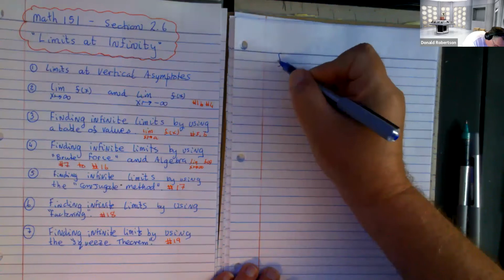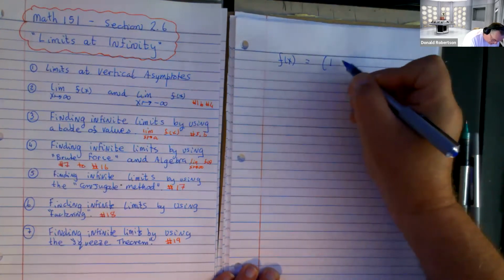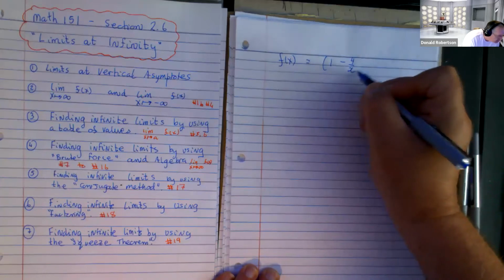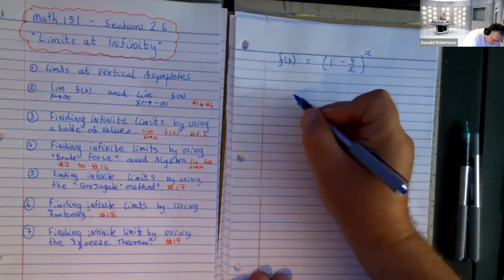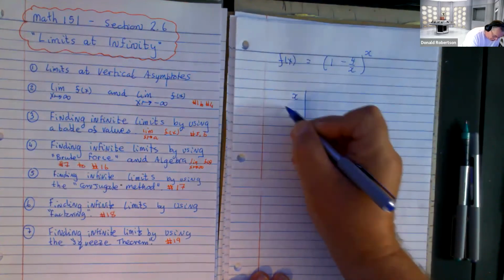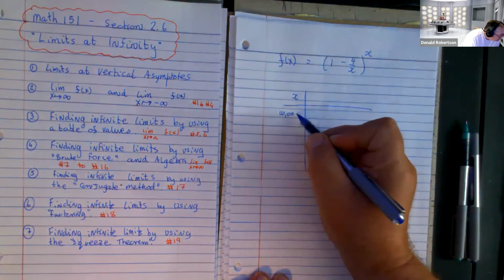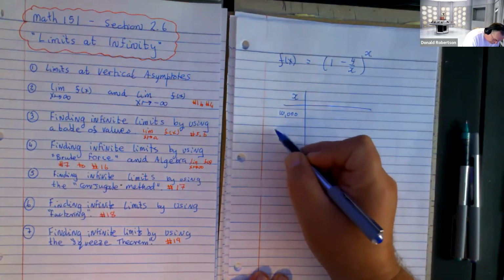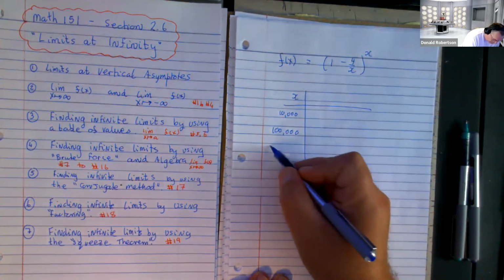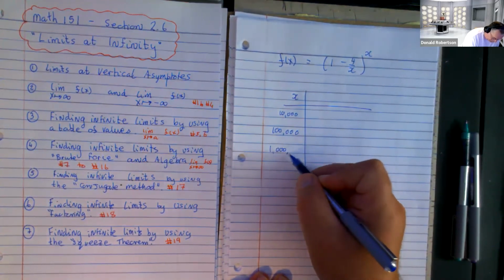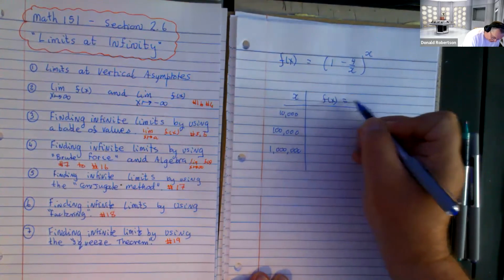We have a function f of x. It's equal to 1 take away 4 over x, all to the power of x. And we're going to do a table of values. And we're going to choose x as 10,000. And then we're going to pick x as 100,000. And then I believe we're going to pick 1,000,000. And here is f of x.